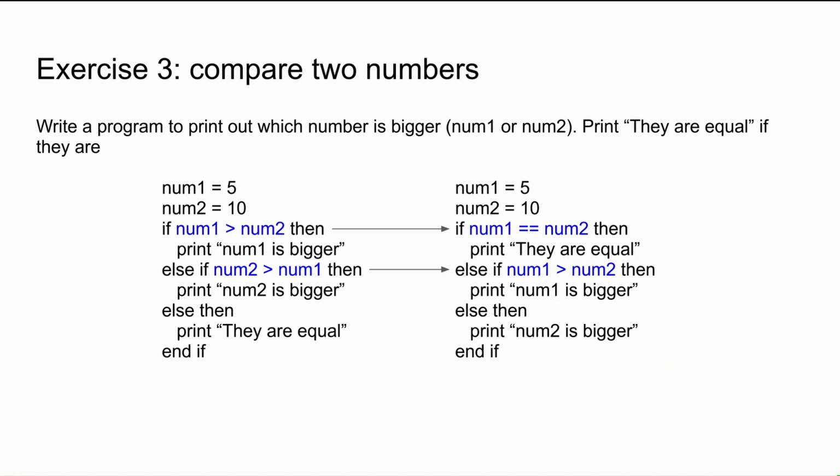In this solution, we could also check if number 2 is bigger than number 1 in the else if, instead of checking if number 1 is bigger than number 2. So if we do that, if we put here number 2 is bigger than number 1, the only thing we will need to change here is what we are printing. So number 2 would be bigger, and then else number 1 will be bigger.